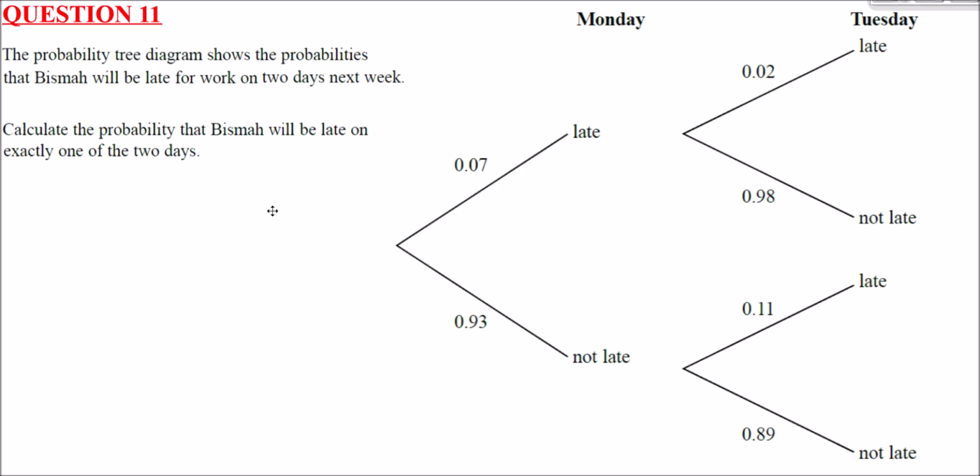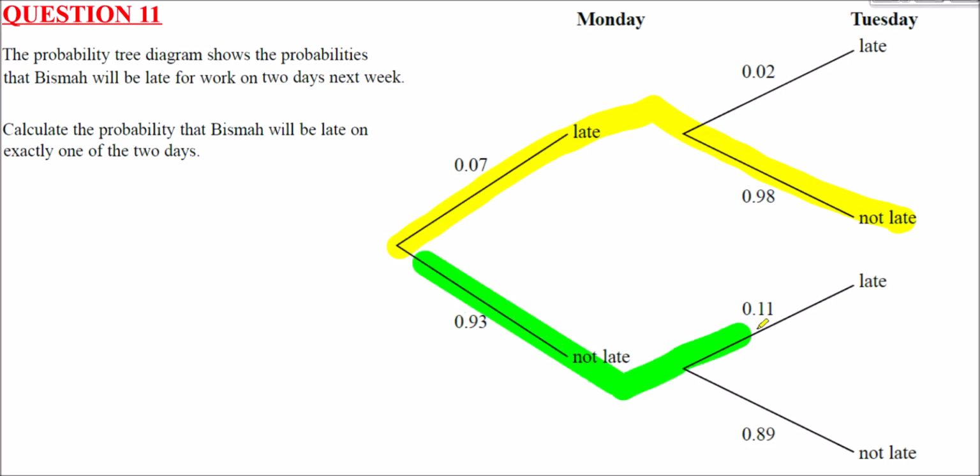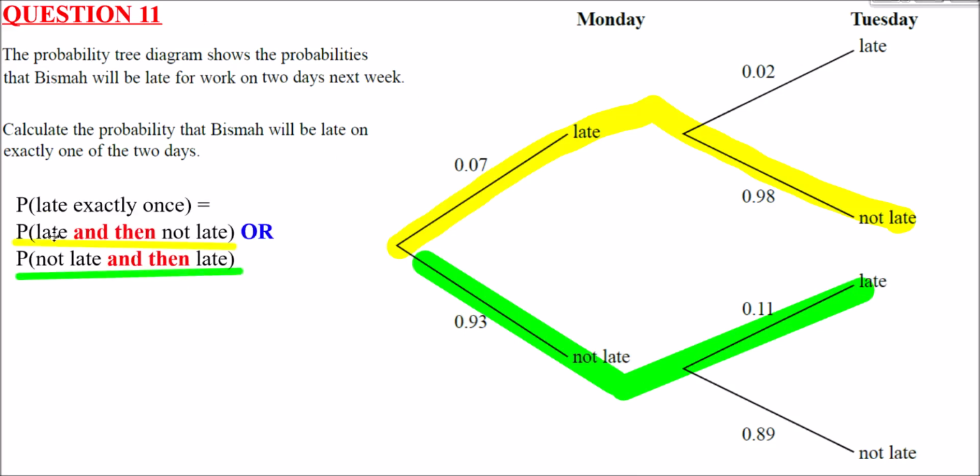Well, that means they could be late on Monday, but then not Tuesday. Or they could be on time on Monday, not late Monday, but then late on Tuesday. So there's 2 ways that could be done. So first of all, they could be late and then not late, or they could be not late and then late. So what we need to work out here is this. Probability late exactly once is probability of being late and then not late, this yellow route, or probability of being late first and then not late.